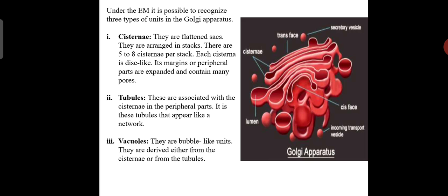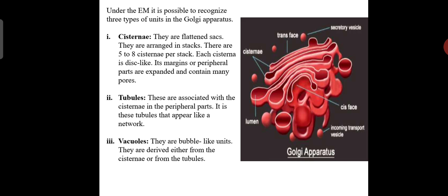Under the electron microscope, it is possible to recognize three types of units in the Golgi apparatus. The first unit is the cisternae. They are flattened sacs arranged in stack form. There are 5 to 8 cisternae per stack. Each cisterna is disc-like. Its margin or peripheral parts are expanded and contain many pores. You can see it in the diagram or picture here.